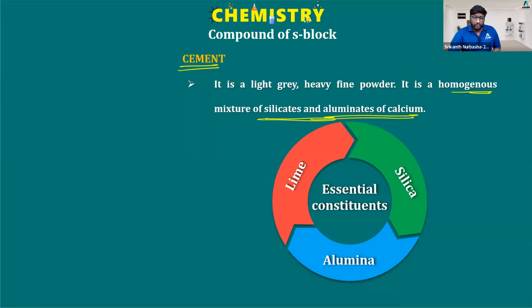And the raw materials are limestone, clay, and gypsum. Clay provides Al2O3 and silica. Gypsum is also added in the process of making cement. So we add CaCO3 limestone, clay, which provides Al2O3 and SiO2, and gypsum, CaSO4.2H2O. All these are added in the manufacturing process of cement. Why is gypsum added in the manufacturing of cement?